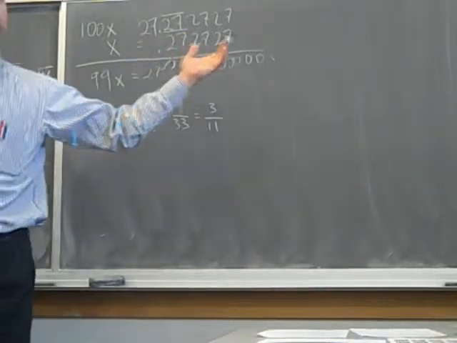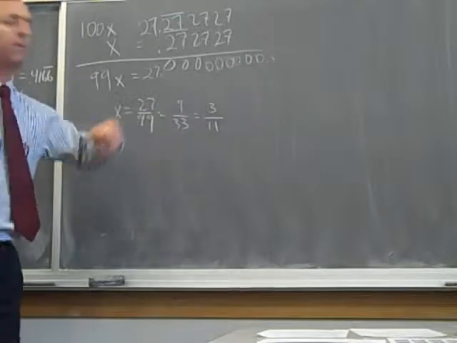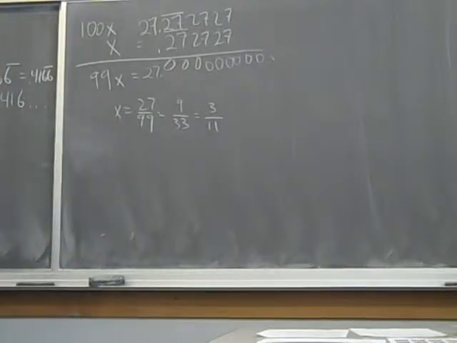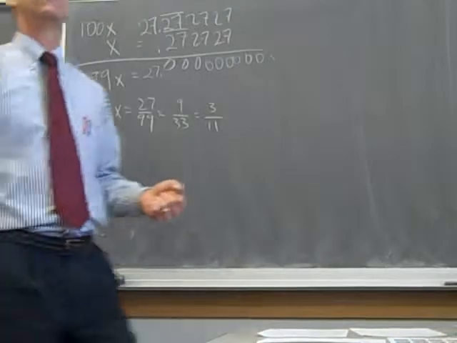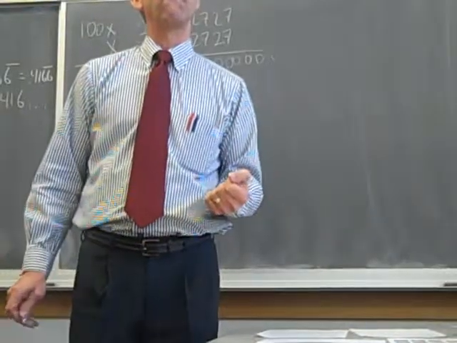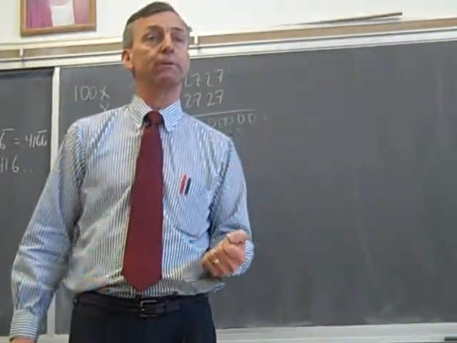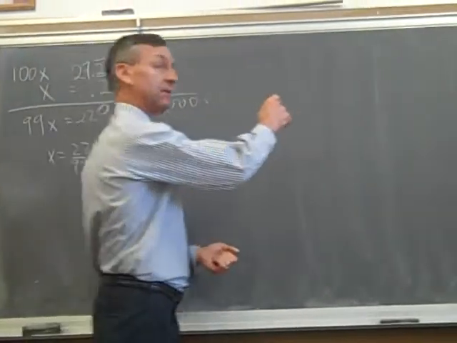To check this with your calculator, you grab it and you go 3 divided by 11, and what do you get? Do you have 0.272727? Yeah. All right. Yes? Can we do one that only has one repeating digit? Sure. Here we go.